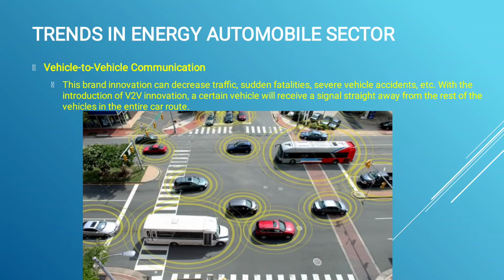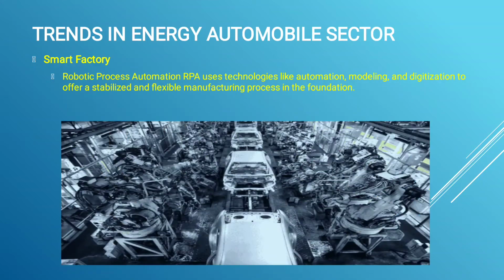So in here, they are using GPS technology and sensor technology. By that, signals are sent from one vehicle to another vehicle, and those signals indicate which way is good to travel faster and reach the destination. So that type of vehicle-to-vehicle communication can be achieved in the automobile sector. That is also one of the trending sectors.